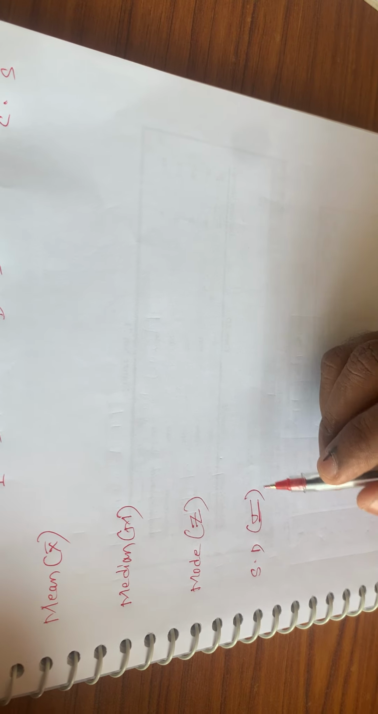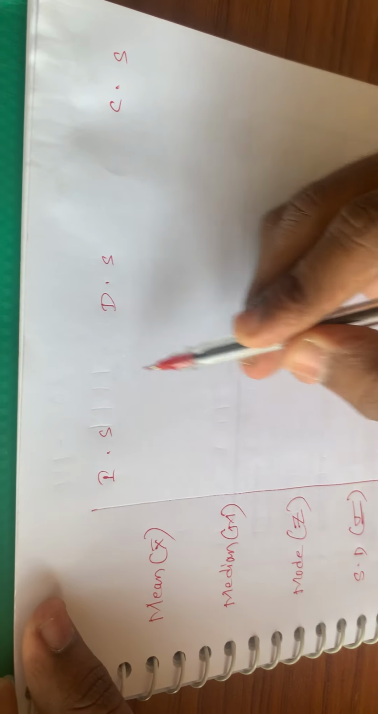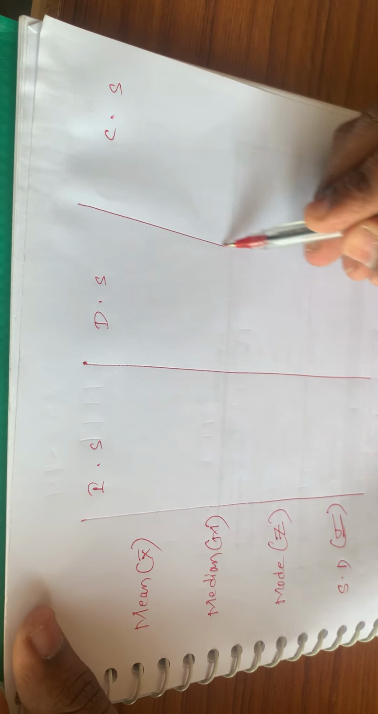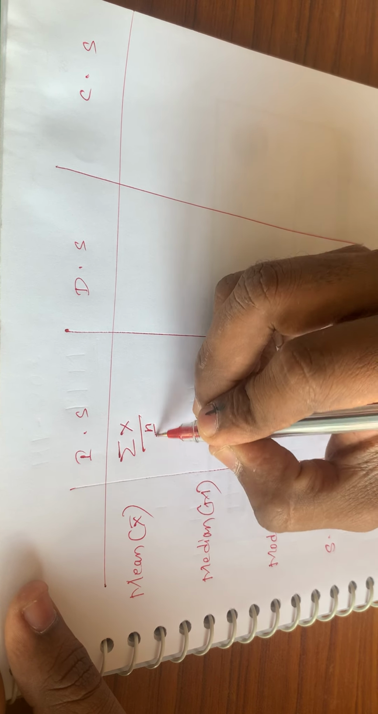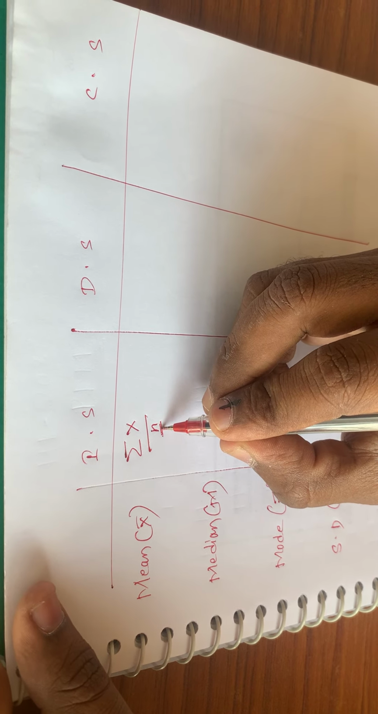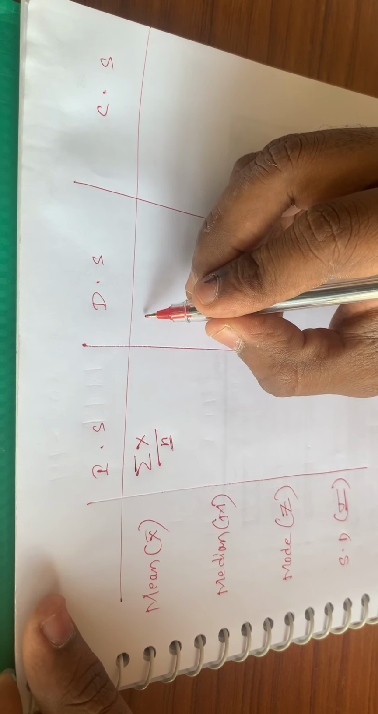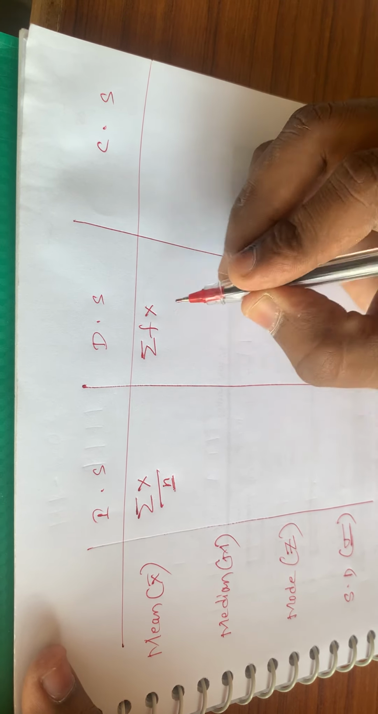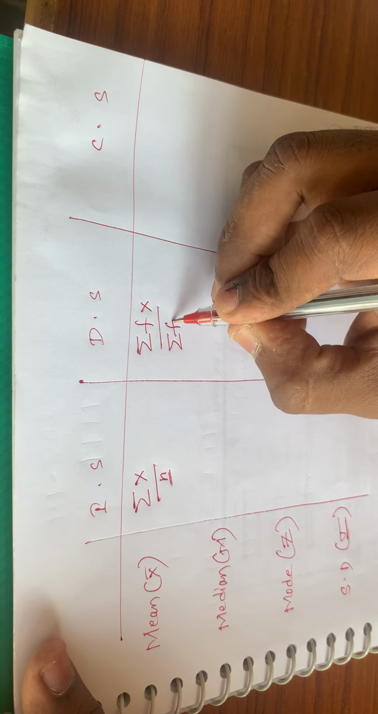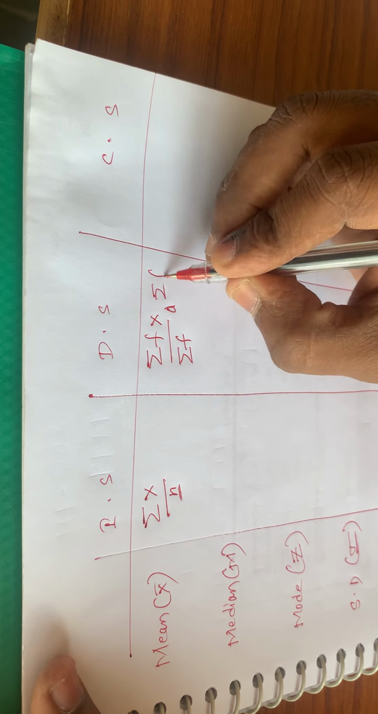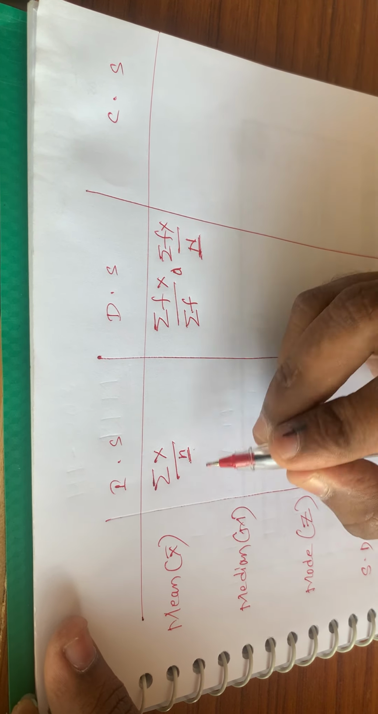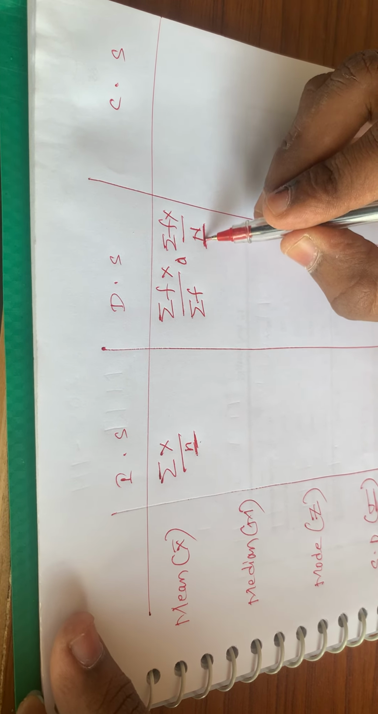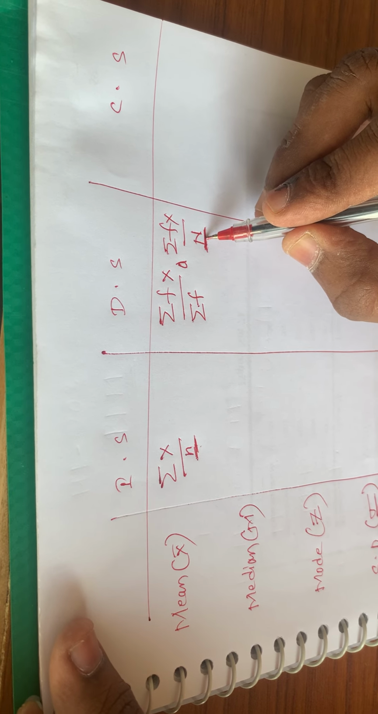Now coming to formulas: firstly individual series, next discrete series, next continuous series. In individual series, the mean is summation x divided by small n, where small n is the number of observations. In the discrete series, summation f into x divided by summation f, or summation fx divided by capital N. Here the difference between small n and capital N is that small n is the number of observations and capital N is the sum of the frequency values. That is the difference.